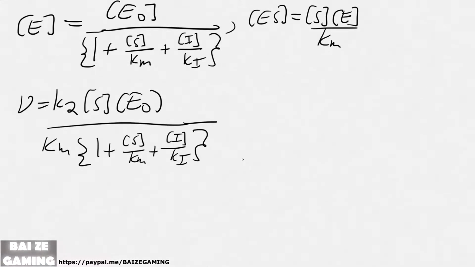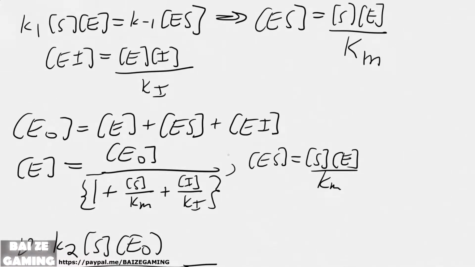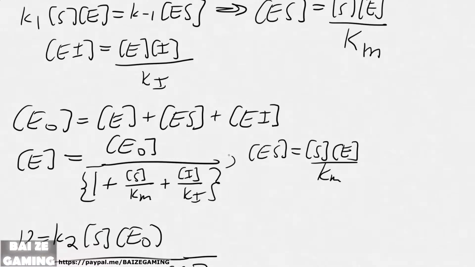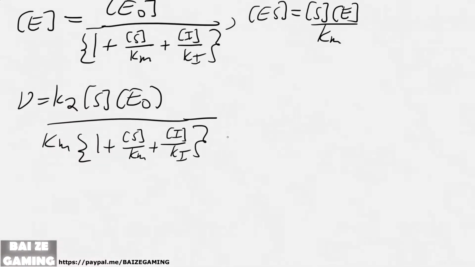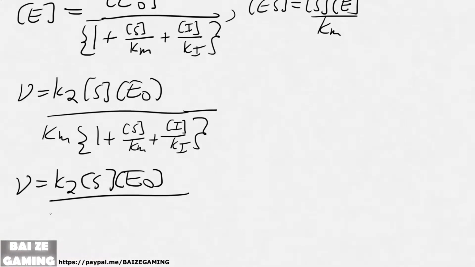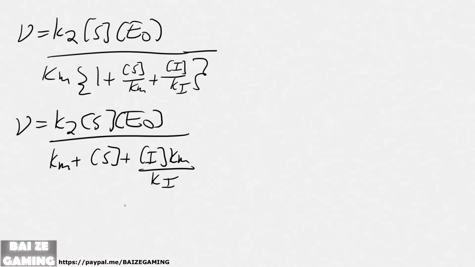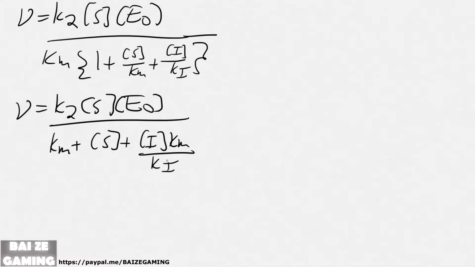And what can we do to this? Let's make sure everything is fine first. ES into that. Yep, it's looking good. And then we can distribute the Km in the denominator. We'll get this.